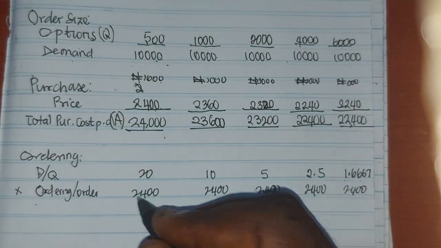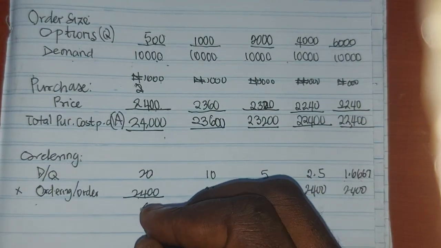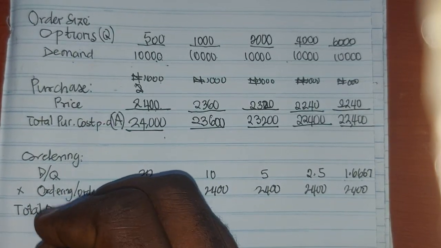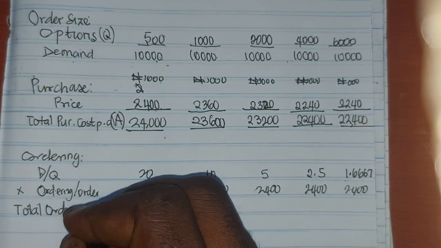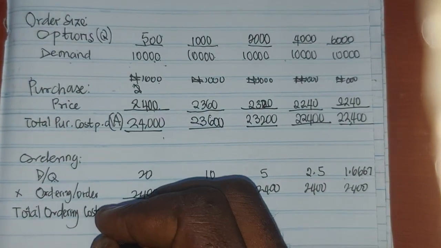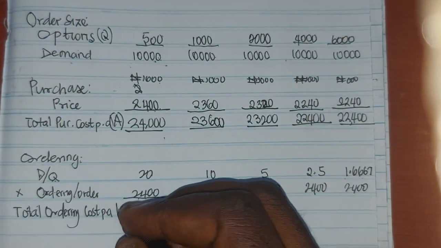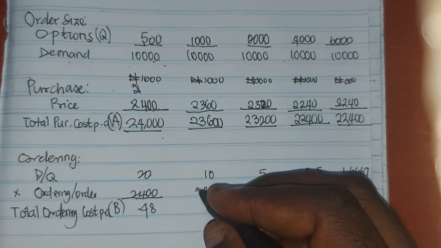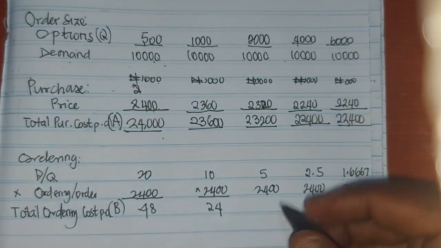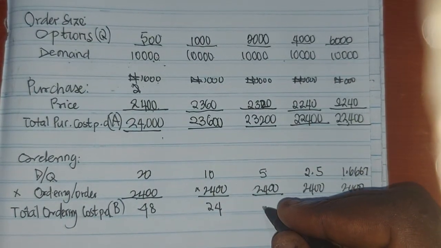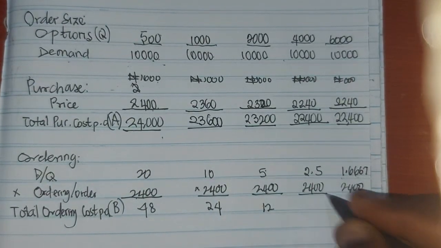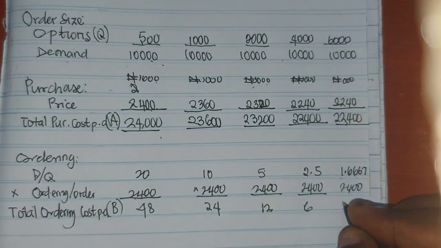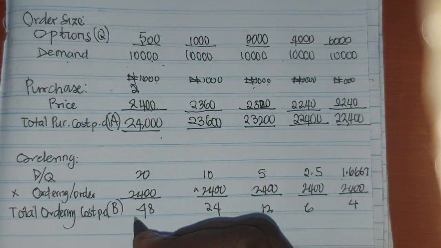All right. Then you multiply. So when you multiply this, you have 48. That's our total ordering costs per annum, and name this one to be B. So we have 48. When you multiply this with this, you have 24,000. When you multiply this with this, what do you have? You have 12,000. We have limited it, so then we have 6,000, and this is 4. Okay.